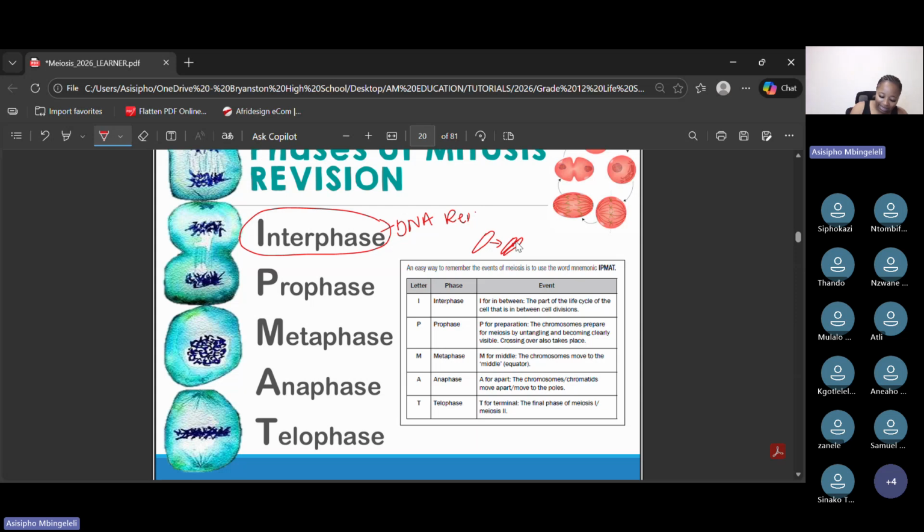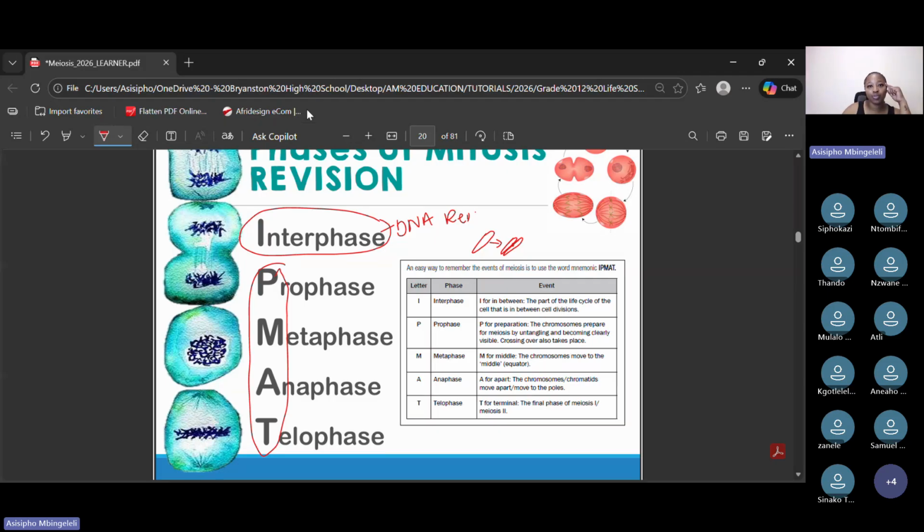Then I said PMAT is what you need to remember. PMAT, that's the order of the phases: prophase, metaphase, anaphase, telophase. And we said we don't indicate any numbers here because there's only one division. Unlike in meiosis, where you will have meiosis 1 and meiosis 2, you need to indicate the numbers. So what do we have here?